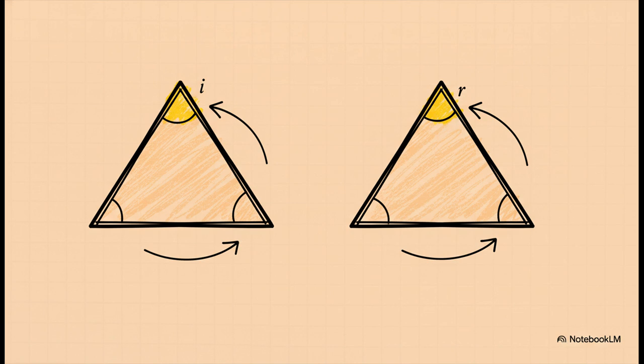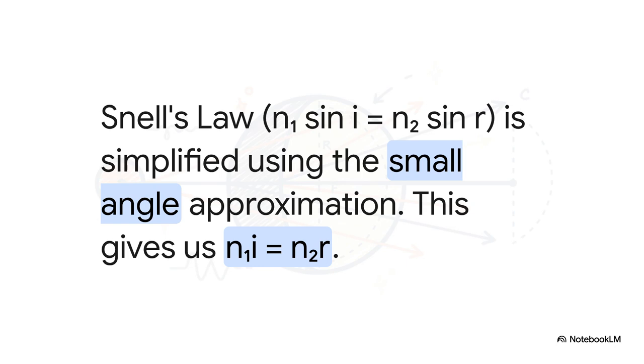I, the angle of incidence, and R, the angle of refraction. Okay, now we bring in the physics. Snell's law is the big rule that connects our angles to the bending power of the materials, but you can see it has those sine functions in it, which can make the math a little messy. So physicists use this awesome shortcut called the small angle approximation.